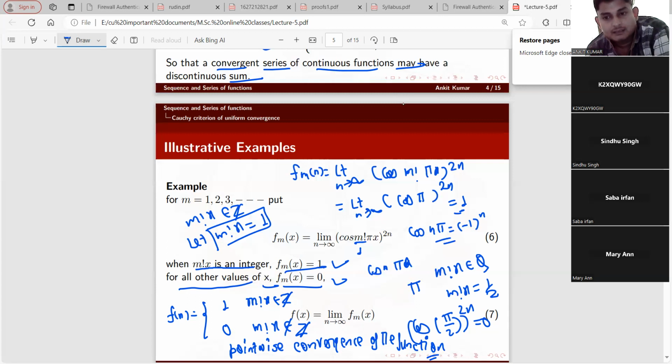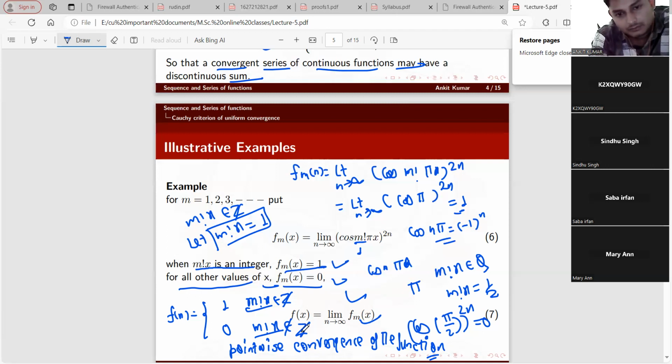So overall, what is pointwise convergence? Pointwise convergence means we check the convergence of the functions at each point. If possible, take n equal to 1, and take x equal to 0. Here we define it for the integer: if m! x belongs to Z, then it is 1, and if it does not belong, then the value is 0. So this is the pointwise convergence. If in the exam it is asked how to find the pointwise convergence of a function, then this is the methodology.